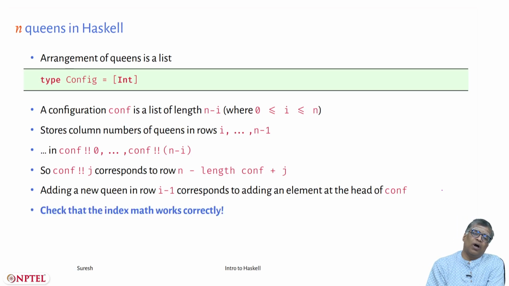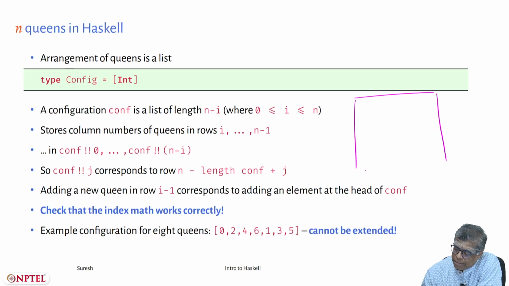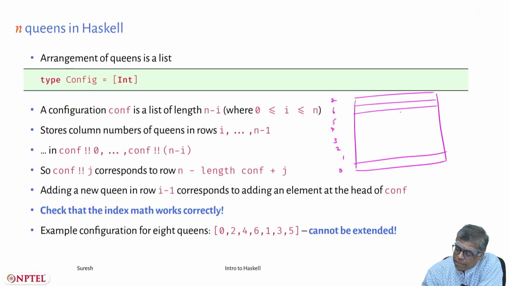Now here is an example configuration for 8 queens. So here it is 0, 2, 4, 6, 1, 3, 5. There are 7 queens here, and I claim that it cannot be extended because you can draw the picture. This is 0, 1, 2, 3, 4, 5, 6, 7.